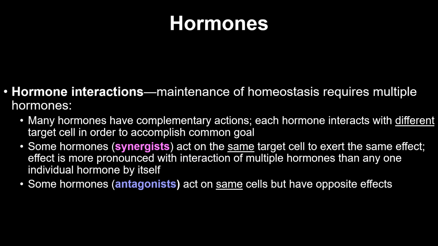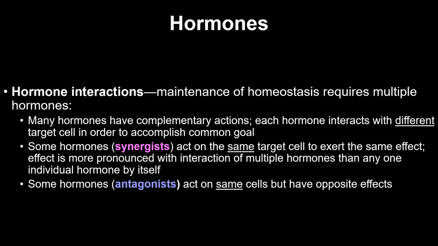Now, the maintenance of homeostasis isn't just one hormone. It's actually the interaction of multiple hormones that may have complementary actions, meaning that they affect different target cells to accomplish a common goal. Hormones of the adrenal gland and the pancreas work together, maintaining homeostasis during exercise.